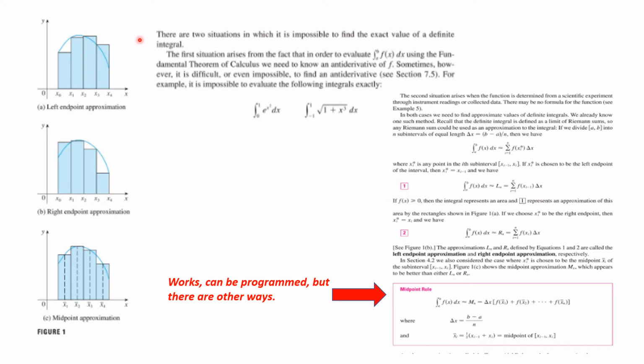By way of introduction, there are two situations in which it's impossible to find the exact value of a definite integral. Our go-to is the fundamental theorem of calculus. To evaluate, as an example, the definite integral from 0 to 1 of e to the x squared dx, you would have to find a function capital F such that the derivative of capital F was e to the x squared. Well, there is no function like that, so that's not going to work.